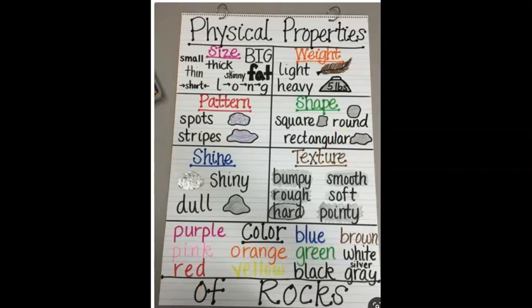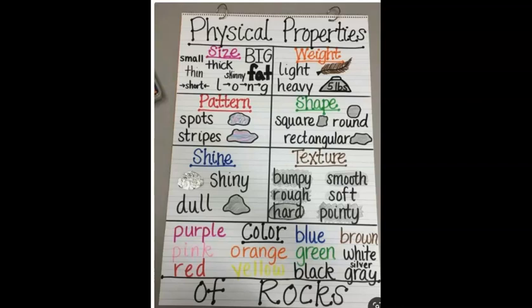So then we're moving on to texture. And when we're looking at texture, I want us to focus on that touching aspect. Is it bumpy? Is it rough? Is it hard? Is it smooth? Is it soft? Is it pointy? Is it grainy? We're looking at all of these adjectives when we're describing our attributes of our rock.